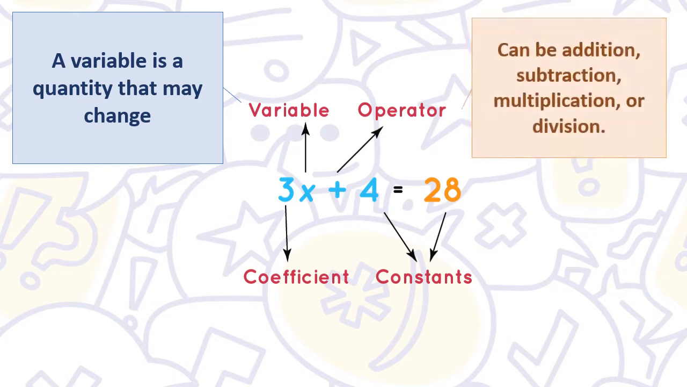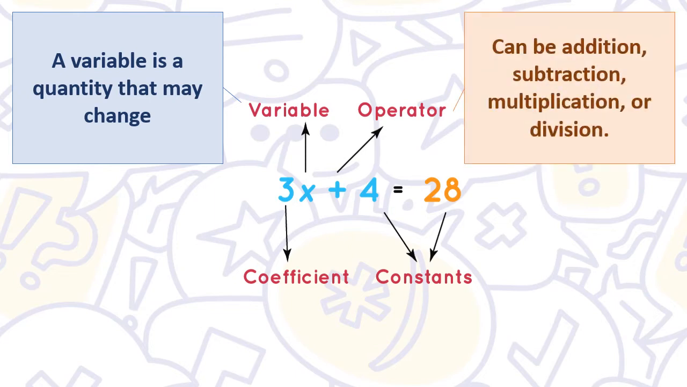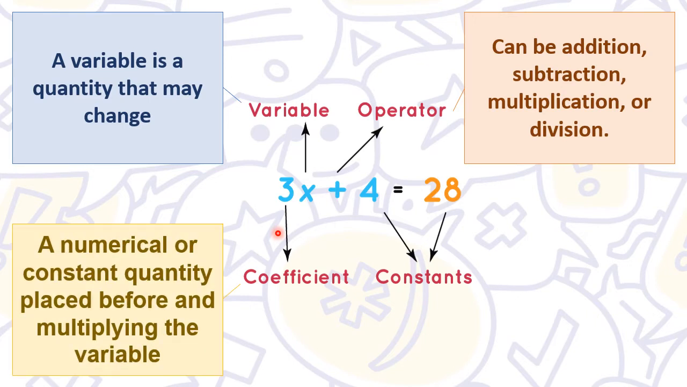Okay, next. The operator. Operator can be the addition, subtraction, multiplication, or division. The operation. So, in this case, we have the plus sign, the addition. Coefficient, a numerical or a constant quantity placed before and multiplying the variable. So, coefficient is yung number katabi ng variable. Ito yung 3 katabi ng x. So, 3 is the coefficient of the variable x.